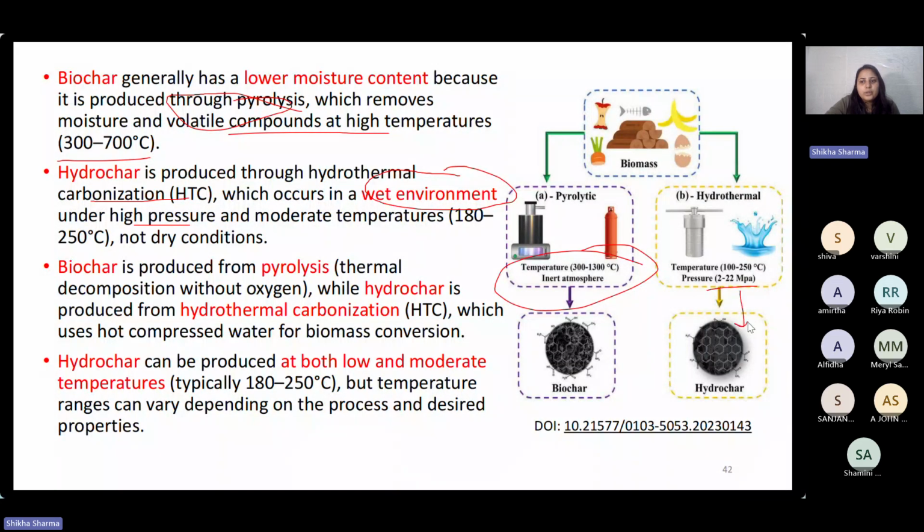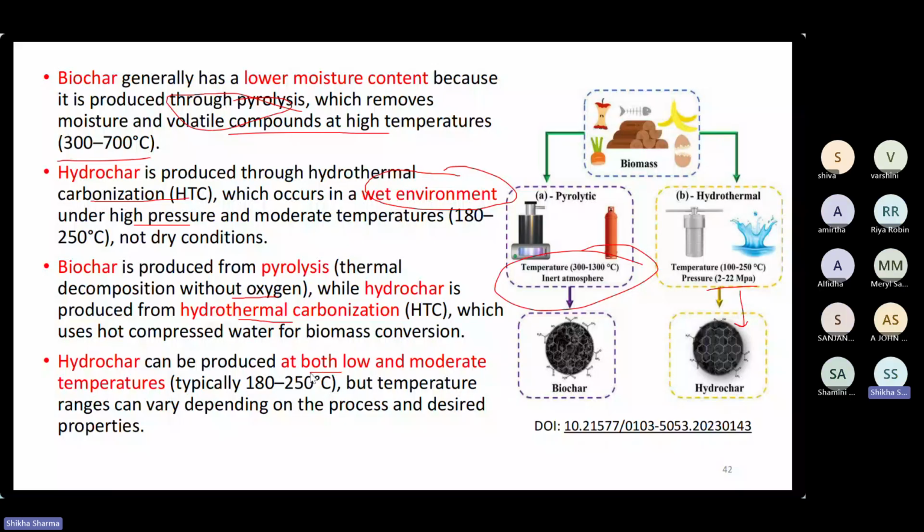produce this hydrochar. Biochar is produced from the pyrolysis process, which is thermal decomposition without the presence of oxygen, whereas hydrochar is produced from hydrothermal carbonization, which uses hot compressed water for biomass conversion. And hydrochar can be produced at both low and moderate temperatures, like 180 to 250 degrees Celsius, but the temperature range can vary depending on the process and the desired properties.